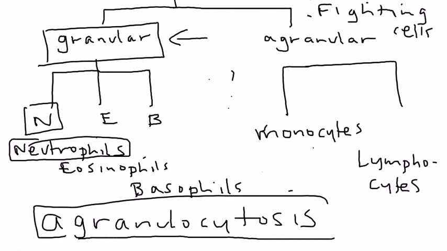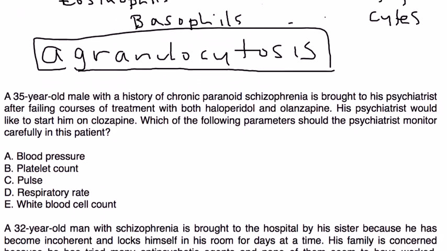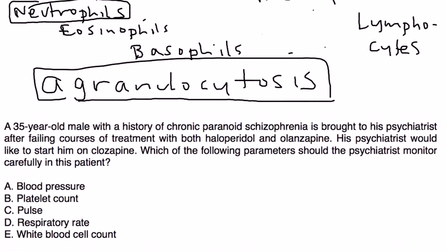So let's show a couple clinical vignettes that will take you through this type of scenario. A 35-year-old male with a history of chronic paranoid schizophrenia is brought to his psychiatrist after failing courses of treatment with both haloperidol and olanzapine. His psychiatrist would like to start him on Clozapine. Which of the following parameters should the psychiatrist monitor carefully?